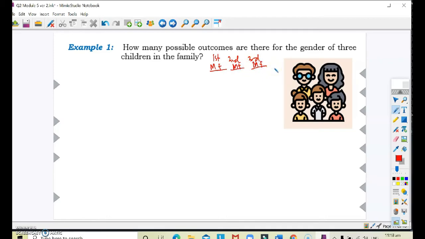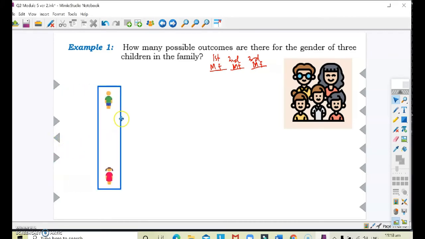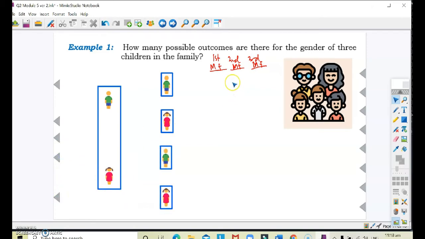If we're going to use the tree diagram for the gender, let's start with the first sibling, or the eldest. The eldest could either be male or female. So, if it's male, there's a possibility that the second child will be male or female. If the first child is female, then there's also a possibility that the second child is a male or a female. Now, let's talk about the third sibling.